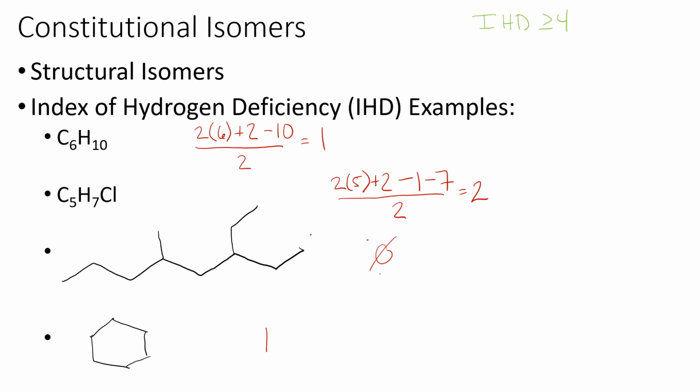Because an IHD of 4 implies that we have 4 degrees of unsaturation, which is a lot of unsaturation for very small molecules. But if we look at a benzene ring, which is only 6 carbon atoms, and it has those alternating single and double bonds, one benzene ring accounts for 4 degrees of unsaturation. It has 3 pi bonds, and it has 1 ring. So one benzene ring itself has a degree of unsaturation of 4. So if you have these very large IHD values for relatively small numbers of carbon atoms, it is very likely that you have some form of a benzene ring as part of your structure.